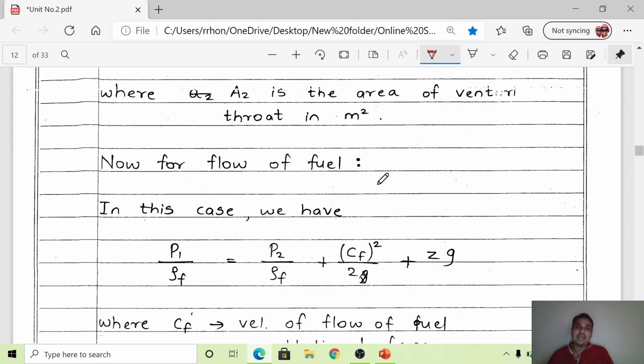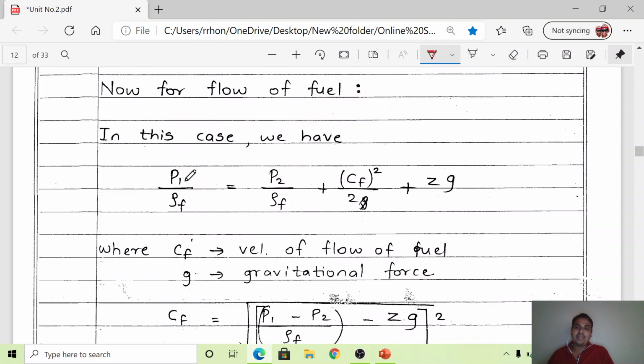Similarly, now we are going to consider section 1, that is the initial section, and section 2, that is the throat section. Now, by applying Bernoulli's equation, as we are neglecting the compressibility of air, those two terms, C1 square by 2g plus zg, will get cancelled. Okay, because we are considering C1 is equal to 0. That's why the left term is P1 by rho f. Now if you see this term here, we are writing rho f because we are writing for the flow of fuel now.